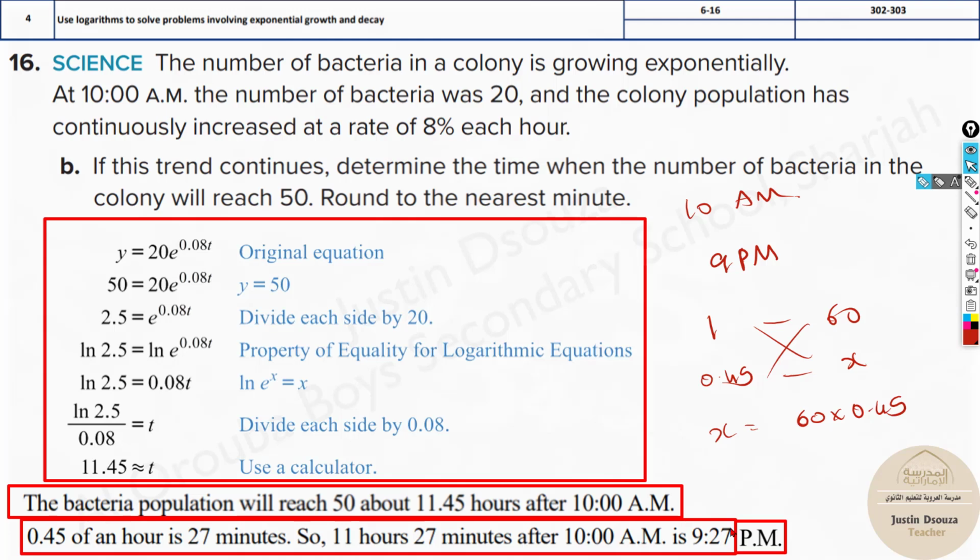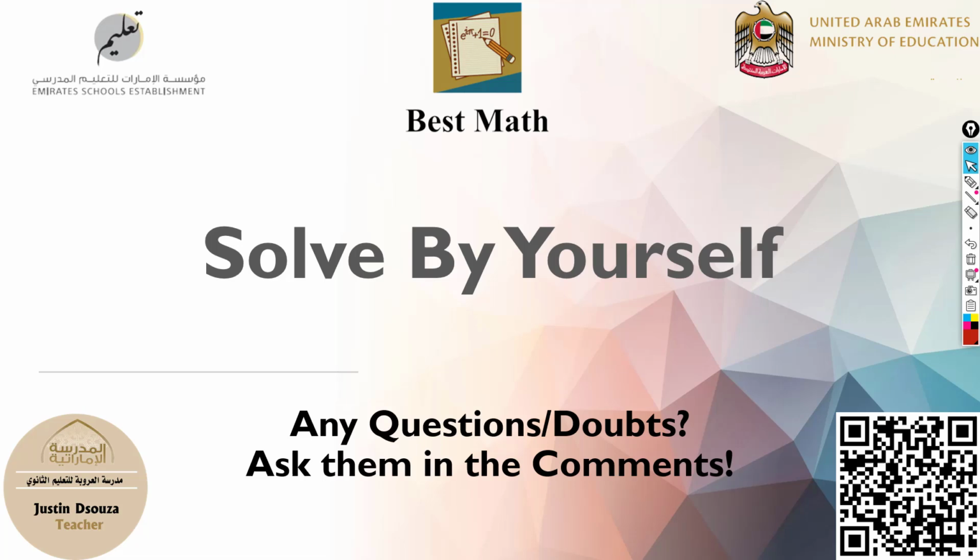It is 27. So it is 9:27. 9 p.m. and add this. Just in the calculator, you will get 27 minutes. So it will be 9:27 p.m. That's the answer. At 10 a.m., there are only 20 bacteria. To reach 50 bacteria, you need nearly 11 and a half hours. So just add 11 hours and the 27 minutes to this, it'll be 9:27 p.m. That is the end of this topic.